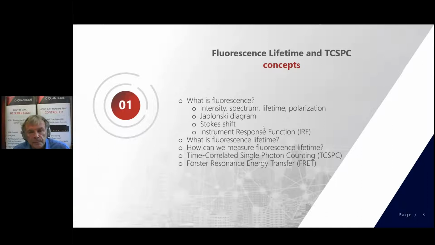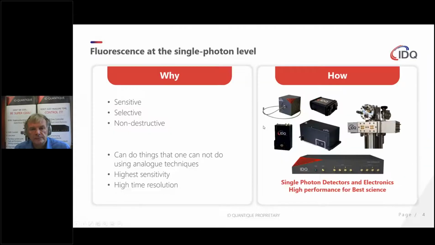On the next slide, again, why do you want to measure fluorescence? Because it's sensitive, selective, and non-destructive. And it can do things. If you do single photon measurements, you can do things you cannot do with analog techniques. If you know the exact arrival time of a photon, you can do a lot with that information.